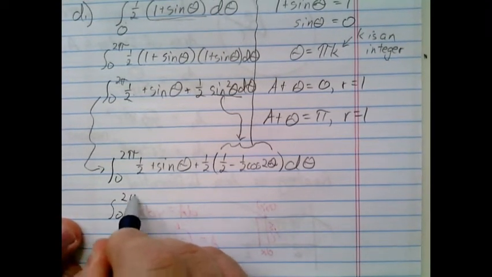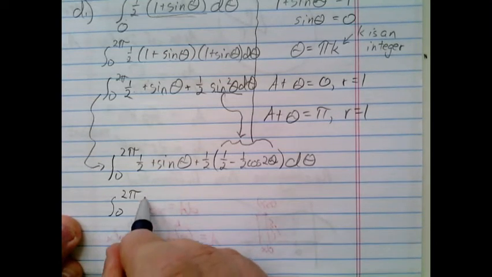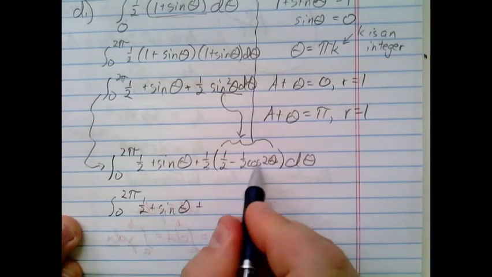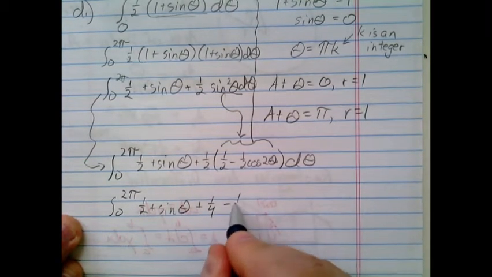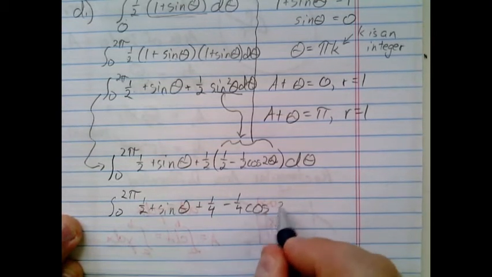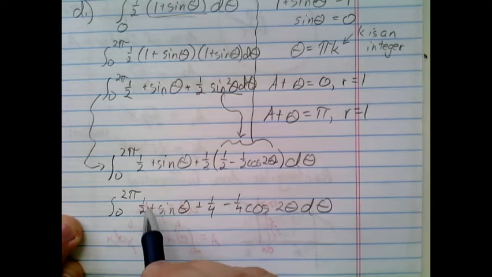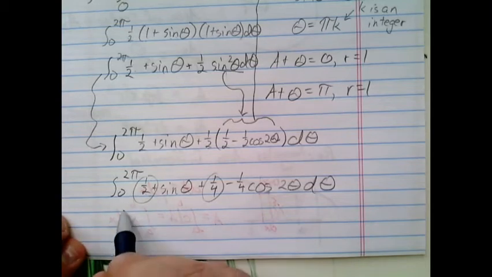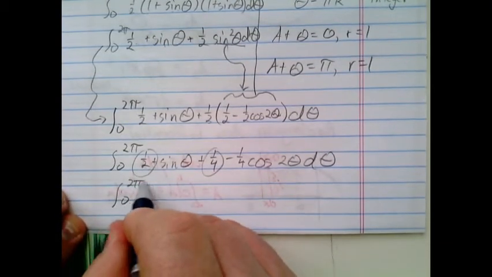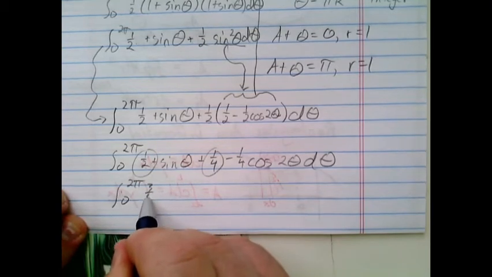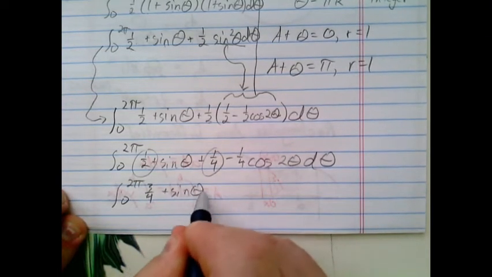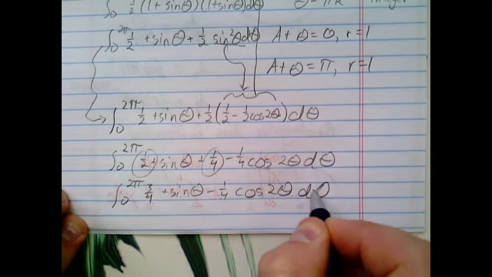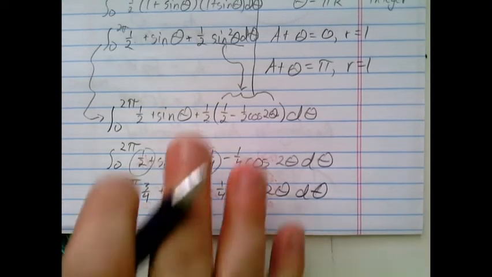All right, so now it's an integral from 0 to 2 pi, 1/2 plus sine theta plus, I've got to distribute this 1/2, so that'd be a 1/4 minus 1/4 cosine 2 theta d theta. I do note that I have two constant terms, so maybe I'll stick those together. So the integral from 0 to 2 pi of 3/4 plus sine theta minus 1/4 cosine 2 theta d theta. Now I think I'm ready to find an antiderivative.